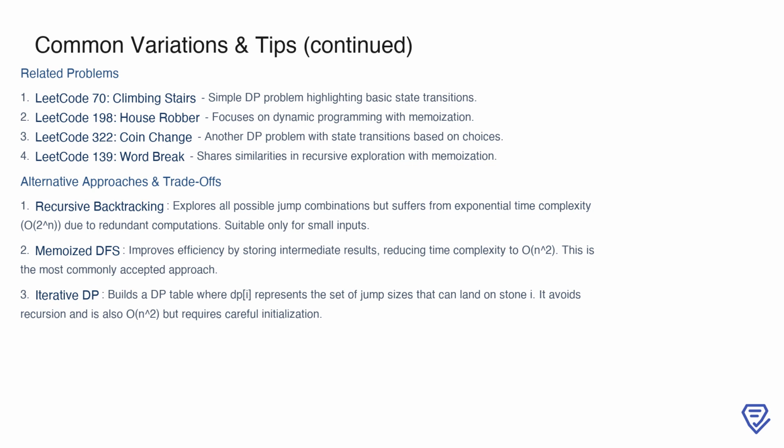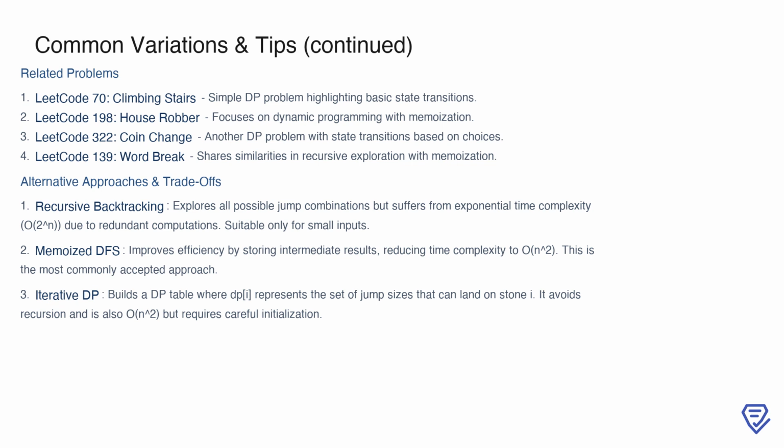Let's explore some related problems and alternative approaches. Related problems like LeetCode 70, climbing stairs, introduce basic state transitions in dynamic programming. LeetCode 198, house robber, focuses on optimizing choices using memoization. LeetCode 322, coin change, highlights state transitions based on available options, and LeetCode 139, word break, shares similarities in recursive exploration with memoization. These problems can help build foundational skills for tackling frog jump.